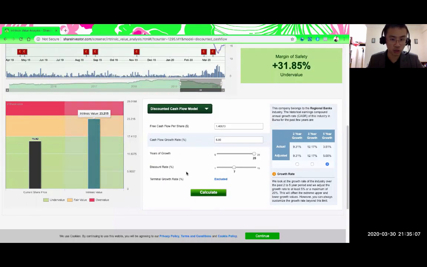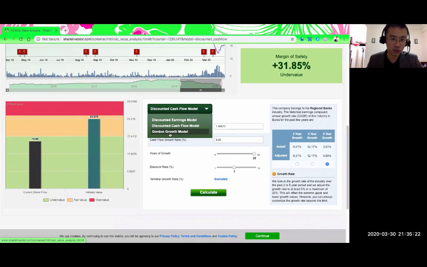Okay, so it's also calculated for you already. 23 ringgit and 21 cents. Okay, so now it's 15 ringgit 82 cents. So is there room for growth? Yes. So it's actually undervalued.